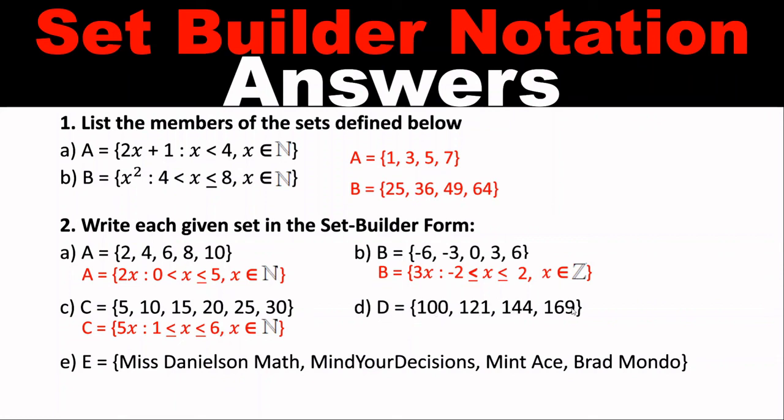Set D, notice what kind of values these are. That might have been harder for you to see. These are square numbers again, much like set B up here. But which square numbers? Set D are the square numbers where x is greater than or equal to 10, but less than or equal to 13. And x is a natural number. So again, whole numbers here. This is 10 squared, 11 squared, 12 squared, and 13 squared.